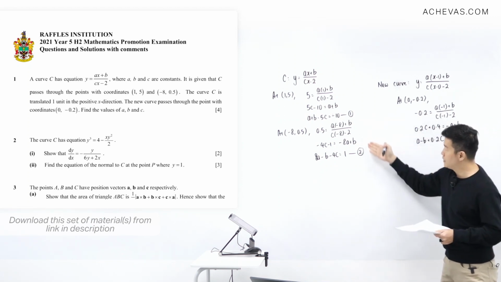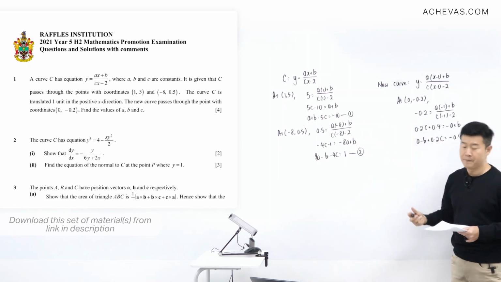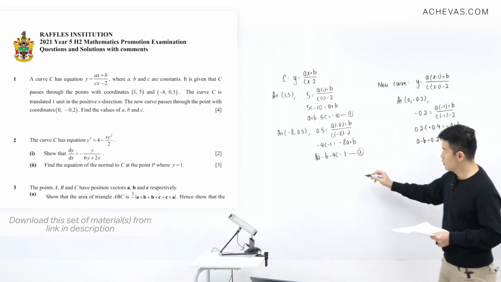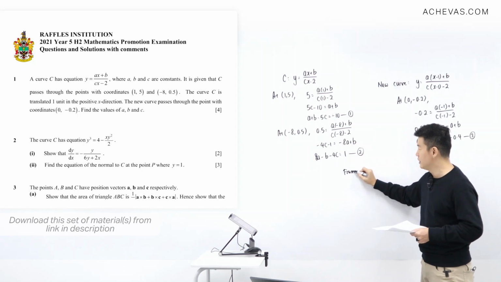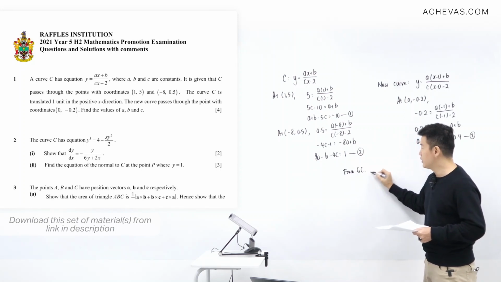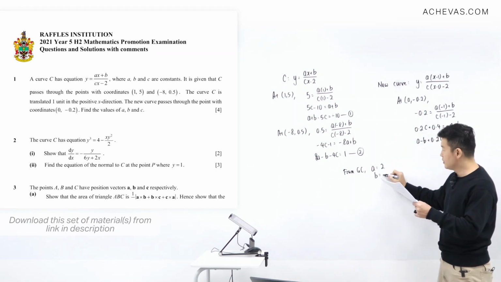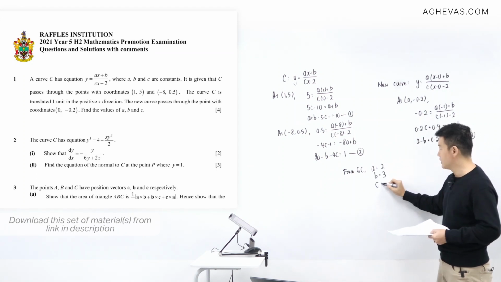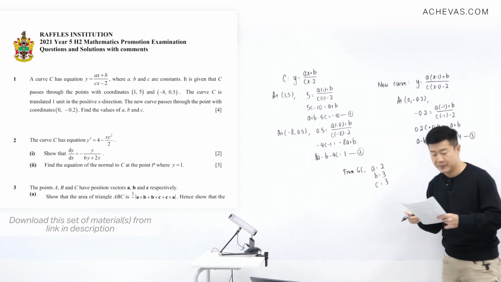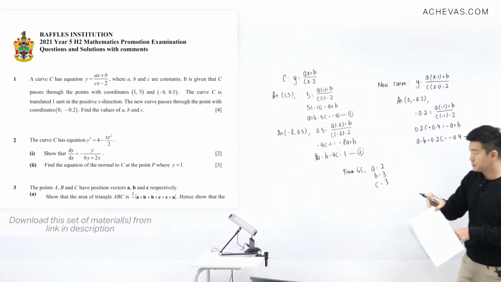So equation number 1, 2, 3: 3 equations with 3 unknowns a, b, c. We are going to just press it into our graphing calculator. From our graphing calculator, we will be getting a equal to 2, b equal to 3, and c equal to 3. Let's take a look at the next one.